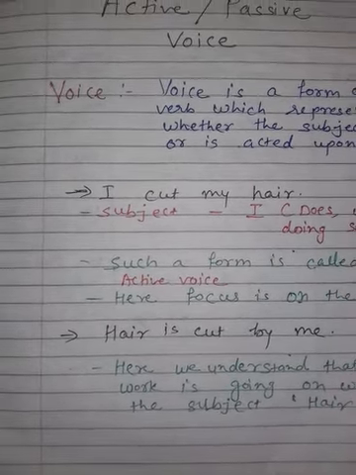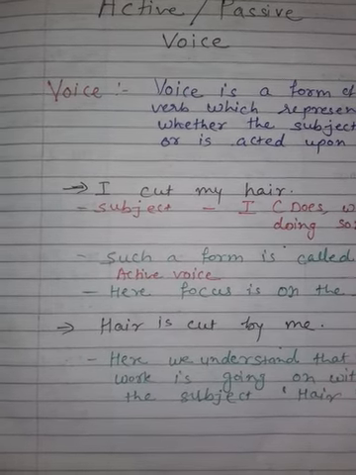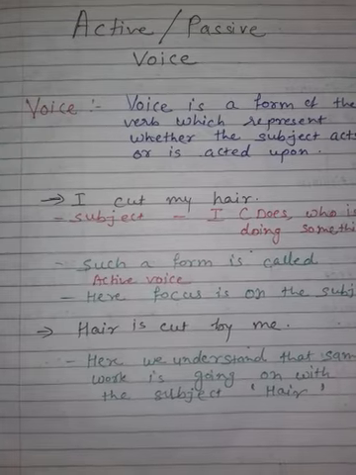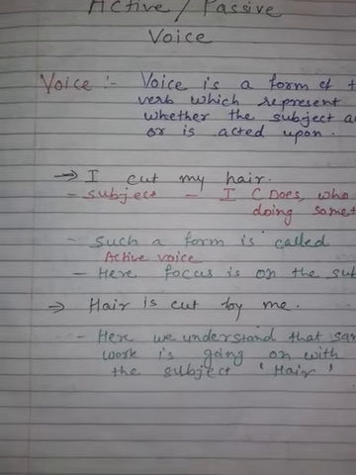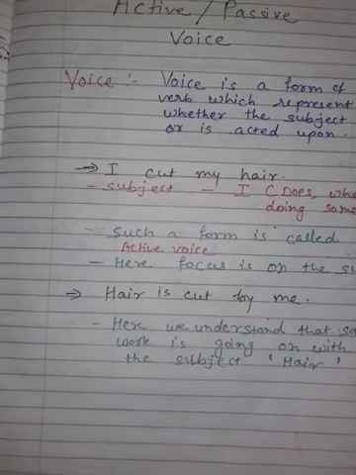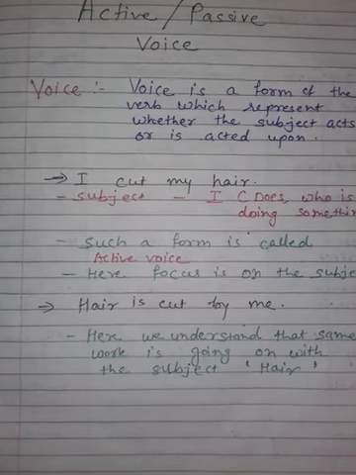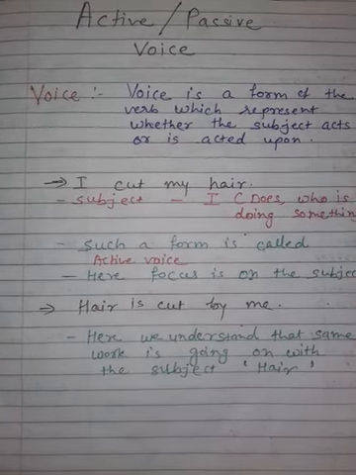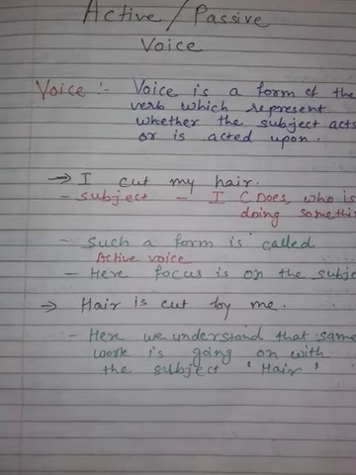First, I cut my hair. In this sentence, I is the subject. I is the doer who is doing something. Such a form is called active voice. Here, focus is on the subject. Focus is on whom? I. So in active voice, we focus on the subject.